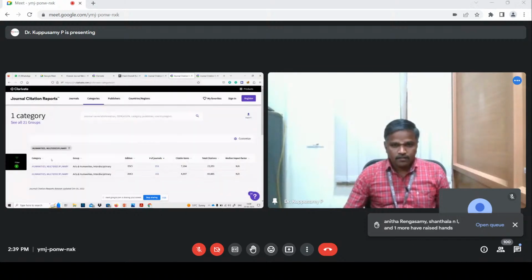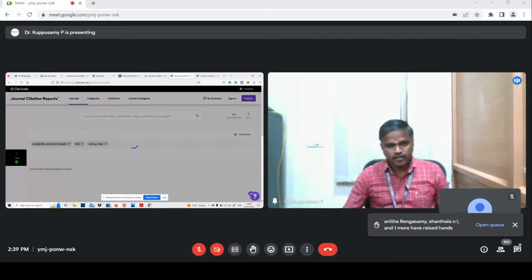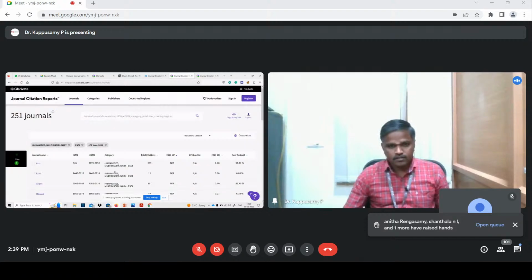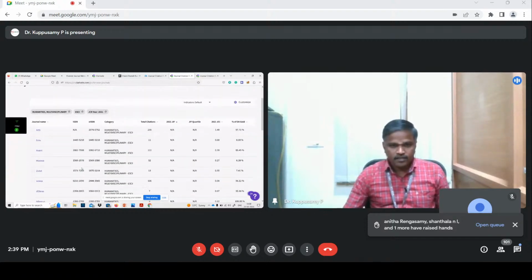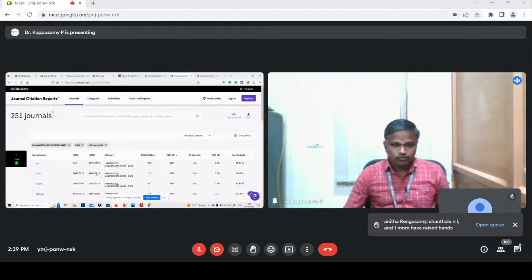We are having the two journals. So if you want to look at this particular journal, you can select this. So here you can check out how many journals are there. Like this, you can select the ranking of the journal and the impact factor of the journal, journal wise and category wise.